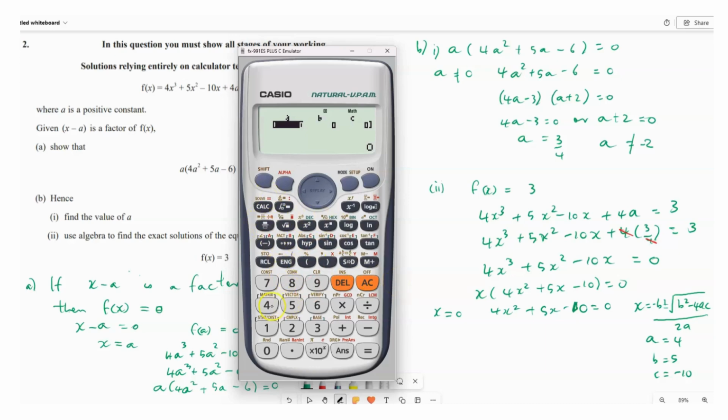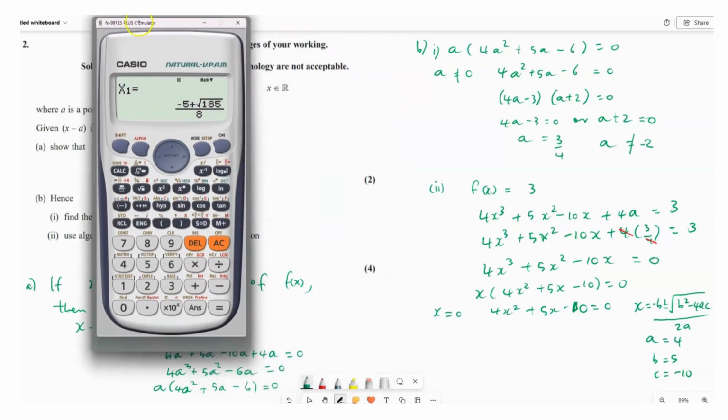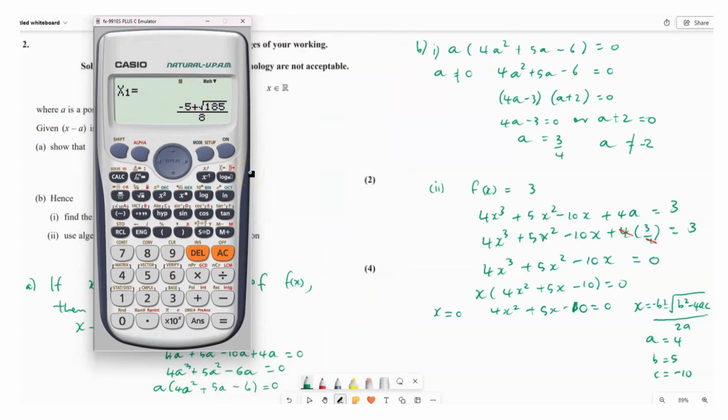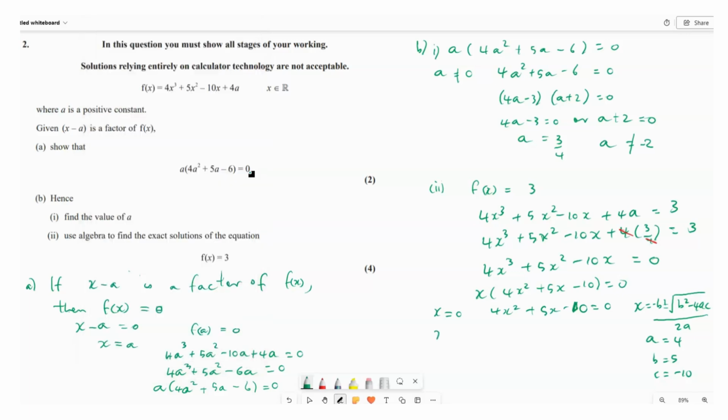So we have a as 4, and then b as positive 5, and c is minus 10. So it means that x1, because there are two answers, so the first value is, let's write it down here, x1 would be minus 5 plus the root of 185 over 8. So x1 equals minus 5 plus the root of 185, all of that over 8.